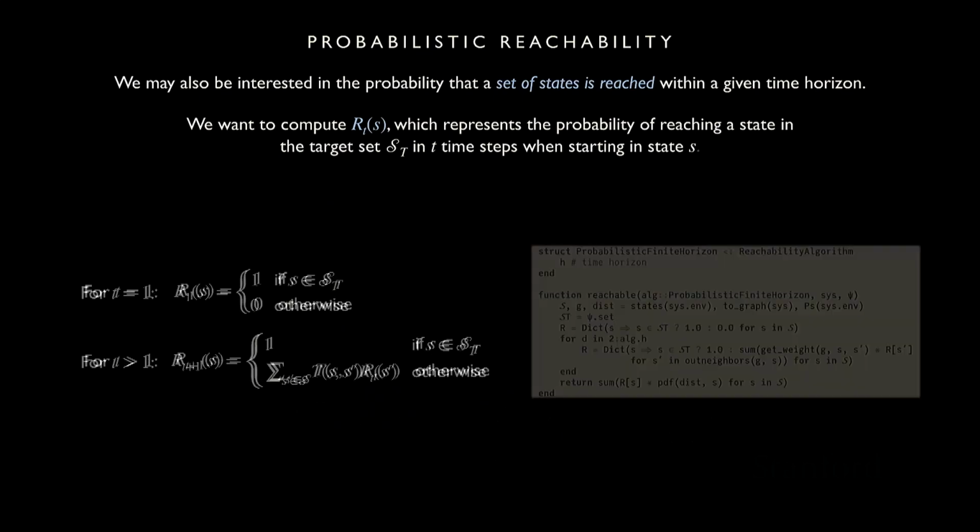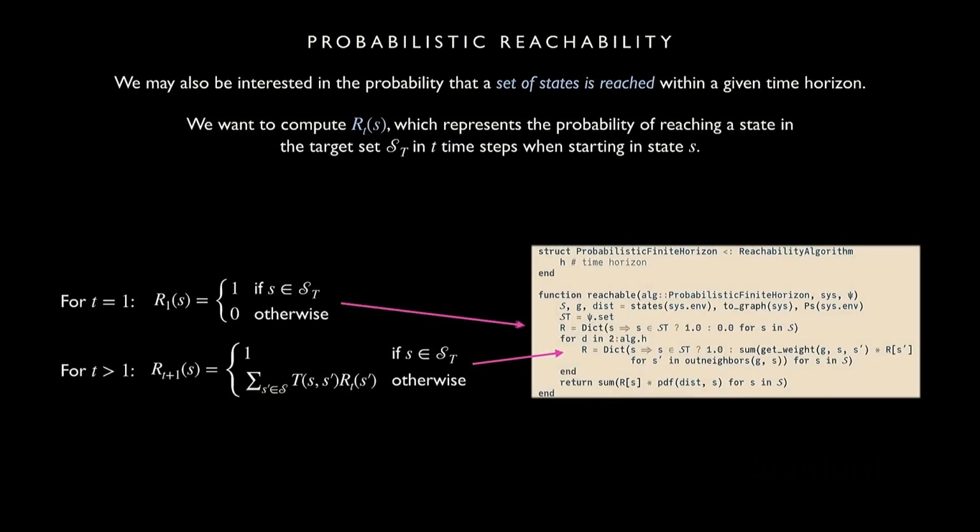Okay. So here again, it is in code. We're doing a very similar thing. We have this condition here, and now we're using the out neighbors of the graph instead of the in neighbors, because we're looking at what we could transition to.